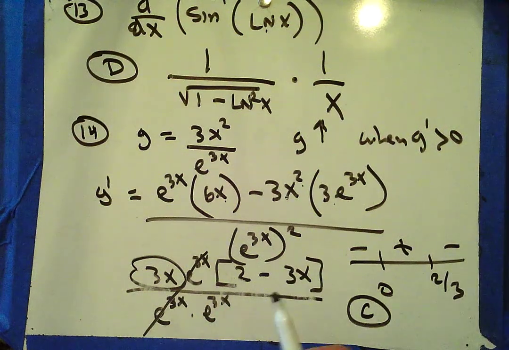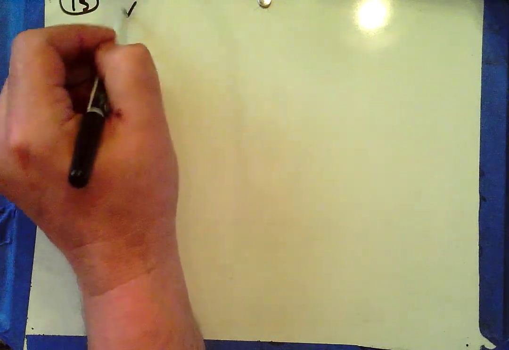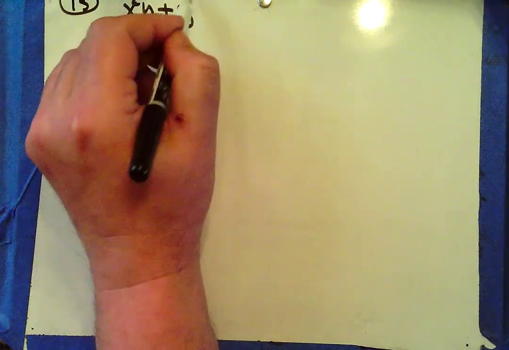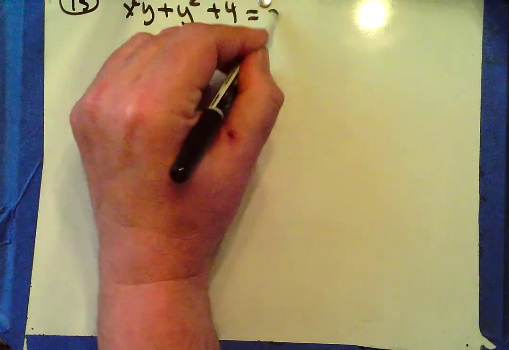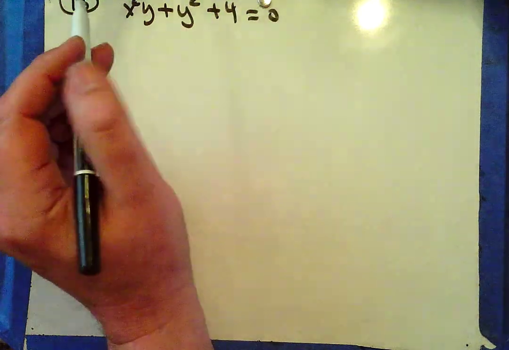Okay, now we skip to 15. There we go. 15. Don't flip the page over, Mr. Euclid. You're not done yet. 15. I've got x squared y plus y squared plus 4 equals 0. When x equals 2, the value of dy/dx is what?